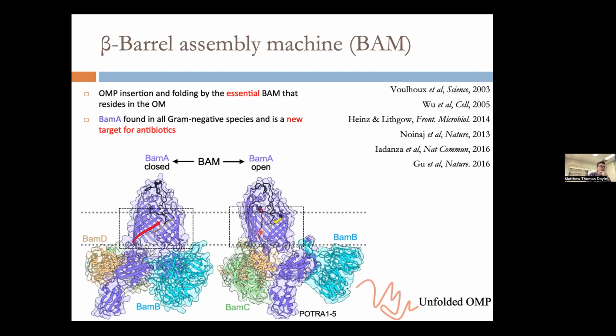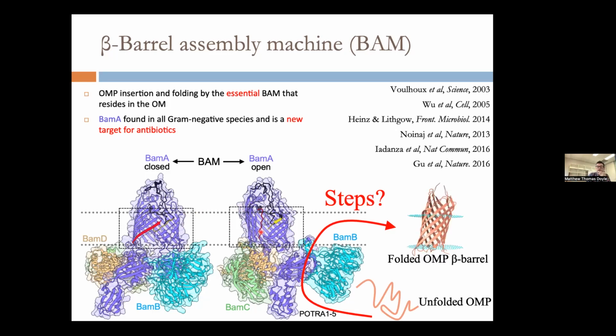And so I guess the main ideas are, how does the BAM take an unfolded OMP, and what are the steps through which it folds it into a barrel, into the outer membrane? And expanding on that, where does the energy come from? At the outer membrane, we don't have known energy sources. There's no ATP out there, all right? And there are no known useful chemical gradients that BAM could harness to help fold proteins. So I think this question of energy is also very important.